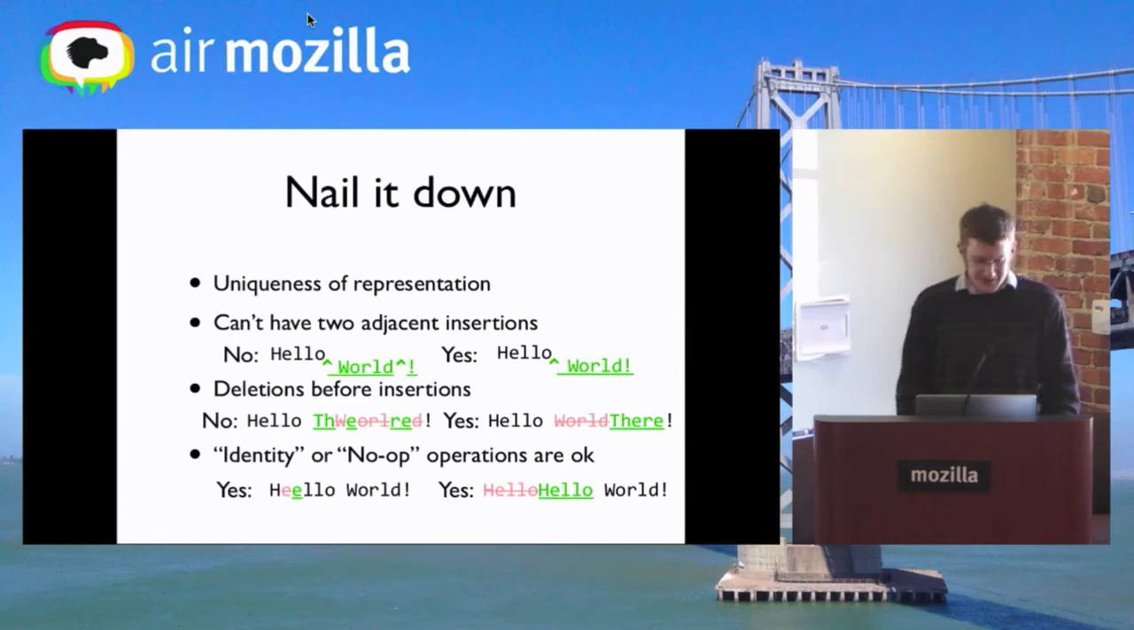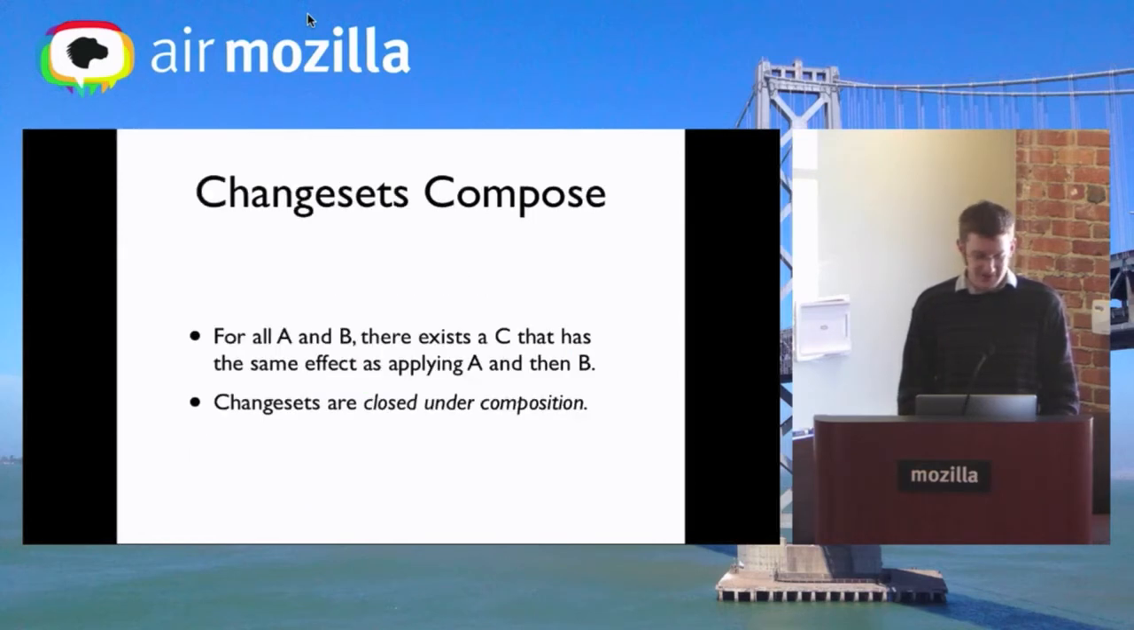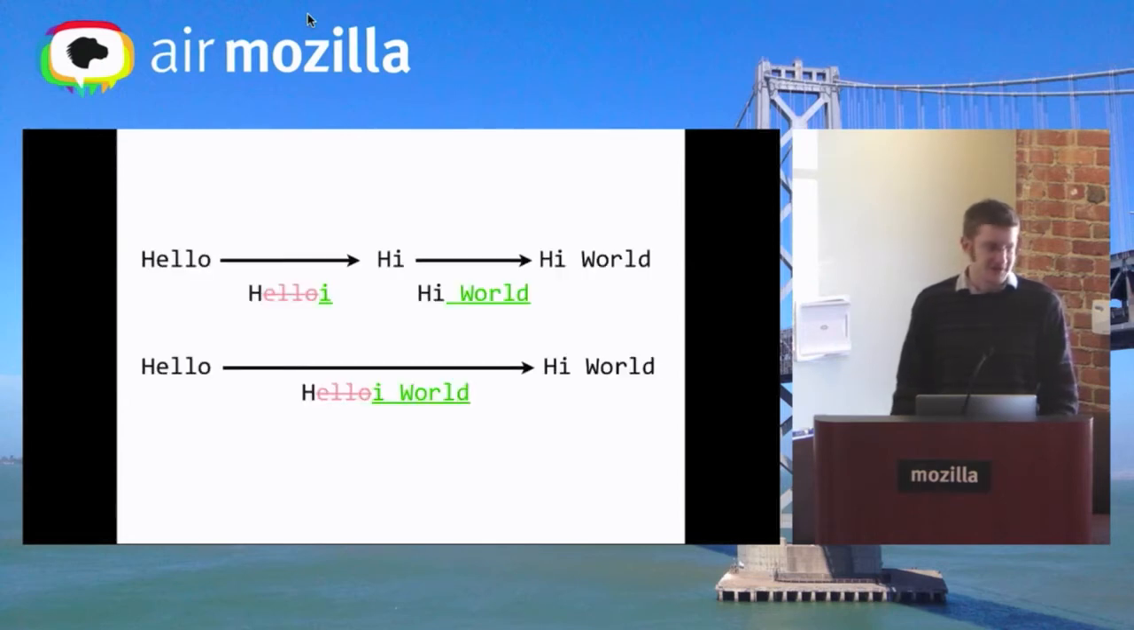So an interesting property about change sets as I've described them is that they compose in the mathematical sense, meaning for all change sets A and B, there's a third change set C that has the same effect as applying A and then B. So in a diagram, if you can get from one state of the document to another via a change set, and then into a third state via another change set, then there always exists a single change set that takes you the whole way. It's kind of like a single diff, basically.